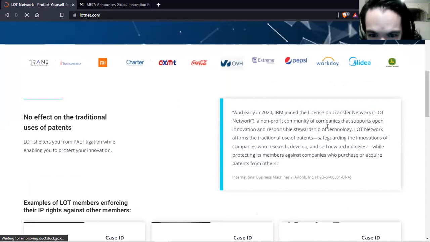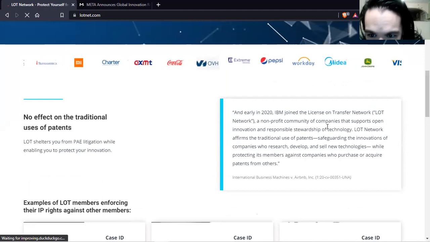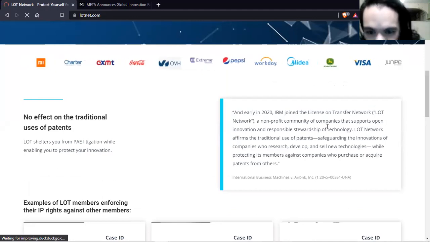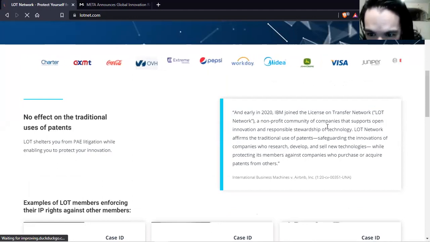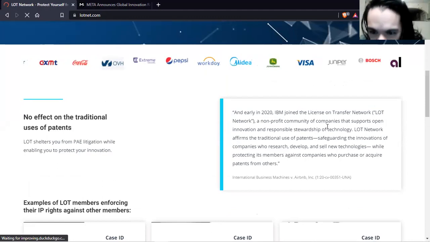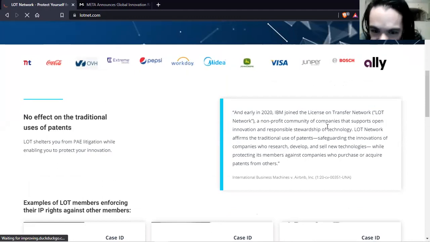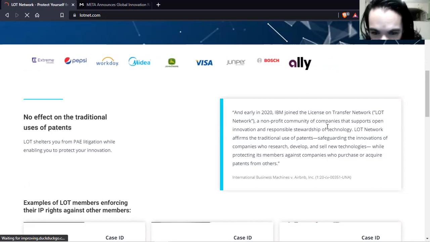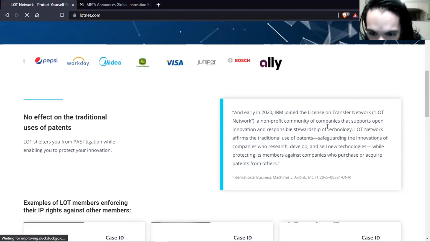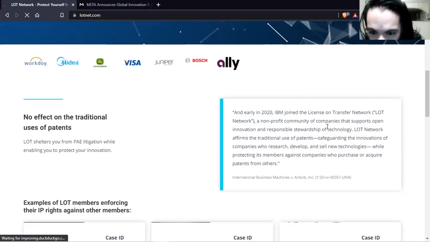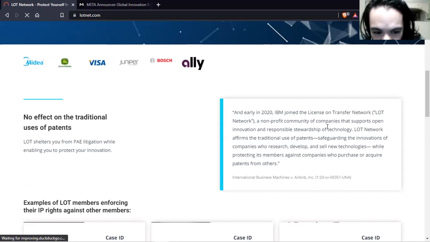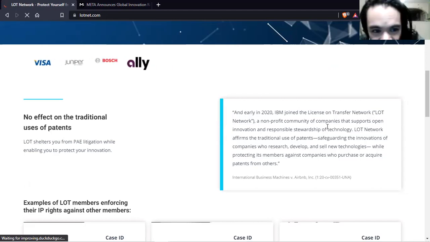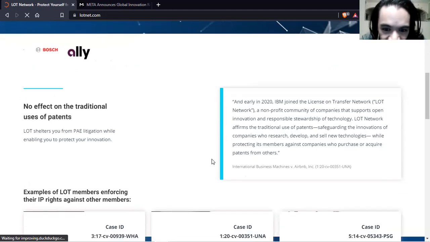It describes here, in early 2020, IBM joined the License on Transfer Network. So that's what it stands for. It is a nonprofit community of companies that support open innovation and responsible stewardship of technology. LOT Network affirms the traditional use of patents, safeguarding the innovations of companies who research, develop, and sell new technologies, while also protecting its members against companies who purchase or acquire patents from others. So that's to protect your IP. So that is a very good development. We have companies, as you see at the top there, scrolling there, Visa, IBM, and so on. So this is a good news development. I was unaware of this.